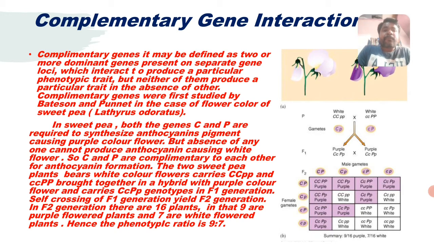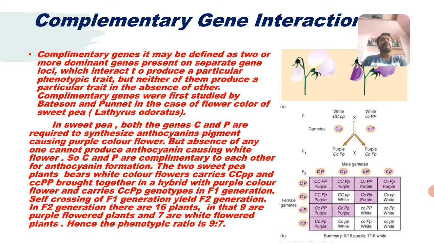But in the absence of either capital C or capital P, the plant cannot produce anthocyanin, causing a white flower. If only capital C is present and there is no capital P, then that flower is white, because it is not stimulated to synthesize the anthocyanin. So only two genes are required for the synthesis of anthocyanin, both dominant genes, capital C and capital P, remember. In the absence of any one, anthocyanin cannot be produced, causing white flower. So capital C and capital P are complementary to each other.